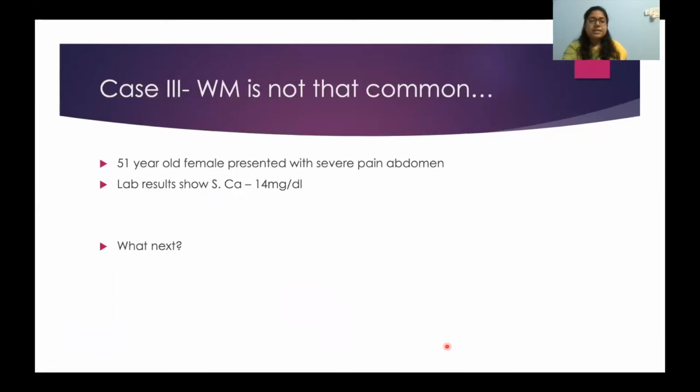Now coming to the next case. Waldenstrom is not that common a presentation. What is more common, obviously, is myeloma. So, say you have a 51-year-old female patient. She presented to you with severe pain abdomen. You kick-started all the lab parameters and sent all the tests. Serum calcium came back markedly increased. It was 14 milligram per deciliter. So, what will you do next?